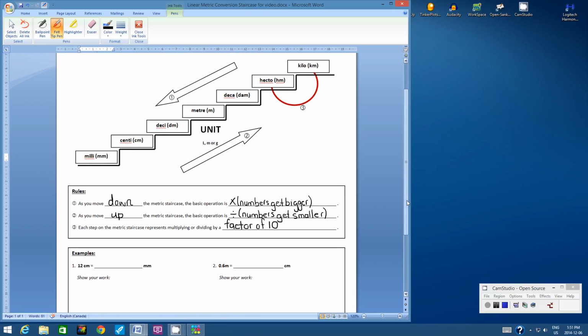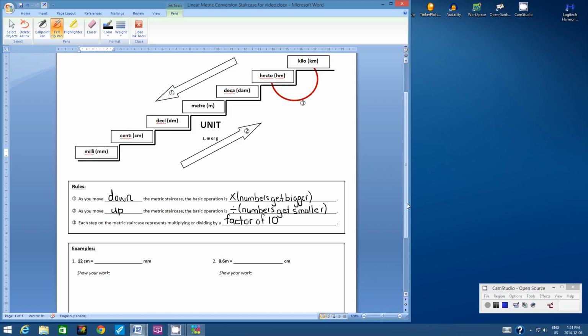So we're going to do the first two as our examples. All right, example number 1. 12 centimeters equals how many millimeters? So let's have a look at the metric staircase. We're going to start at the centimeter step and we're going to move to the millimeters. So here's how you show your work. The first thing is, let's write what we're asked to convert. We're asked to convert centimeters to millimeters. So what does that represent? Well, if we're on the centimeter step and we move to the millimeter step, we are actually moving down the metric staircase. And how many steps are we moving? We are moving down 1 step.